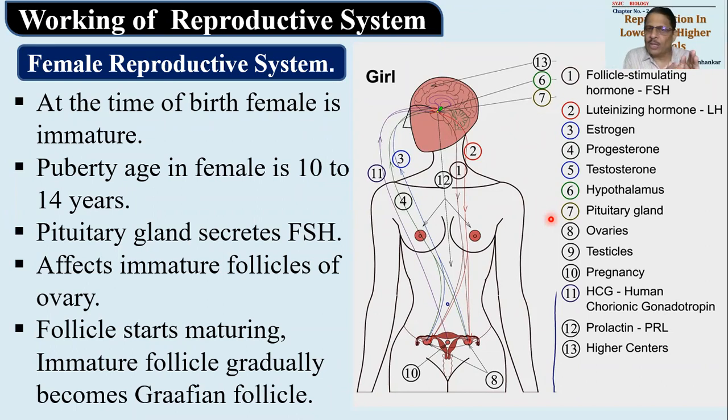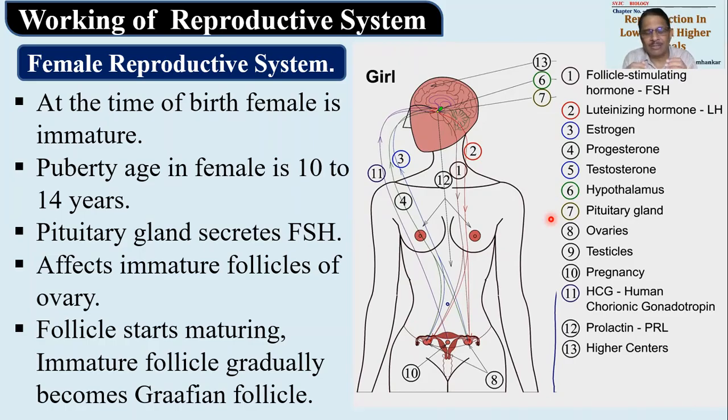Now, when the follicle is developing, listen very carefully. When it is developing, it will start producing a hormone that is called estrogen. We have said earlier also, membrana granulosa cells are masters in this. Membrana granulosa cells will start developing around the follicle. They will start producing a hormone. That hormone is called estrogen. Then the Graafian follicle will be completed.